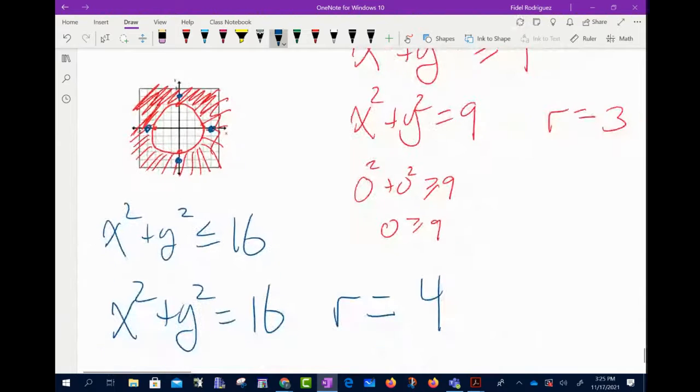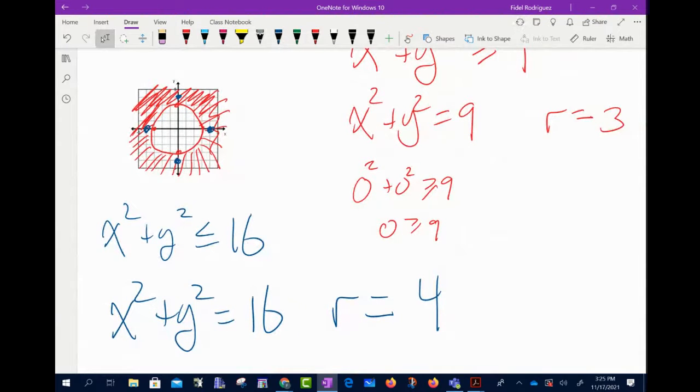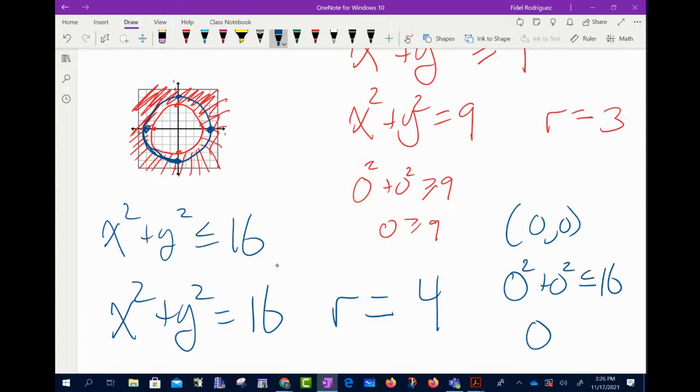Okay. Second question, when I connect those 4 points from my circle, solid or dotted? Solid. Give me a solid, man. Okay. All right, let's pick our test point being 0, 0 again. So 0 squared plus 0 squared is smaller than or equal to 16. Is 0 smaller than 16? What do you think?